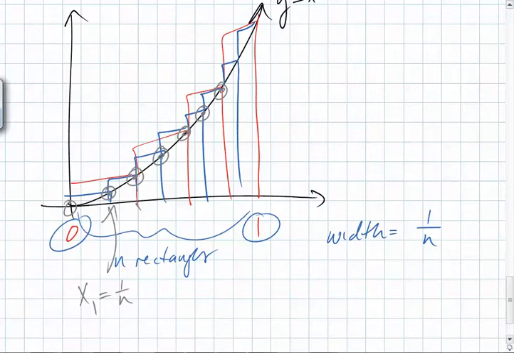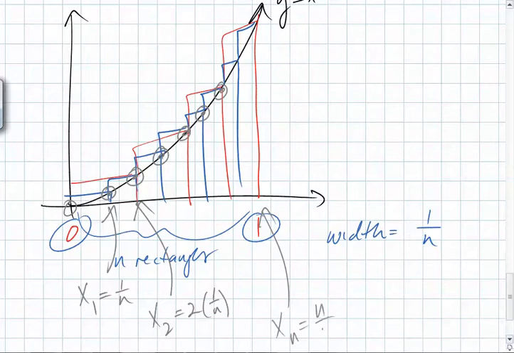If I go to the next one right here, that's going to be x2. I've gone 2 of them, which is the same as 2 over n, right? It's going to keep on going. 3 over n, 4 over n, 5 over n, 6 over n, all the way up to, what's the last one? 1. Yes, but what's another way to say that? N over n. So do you see how we're incrementing there?